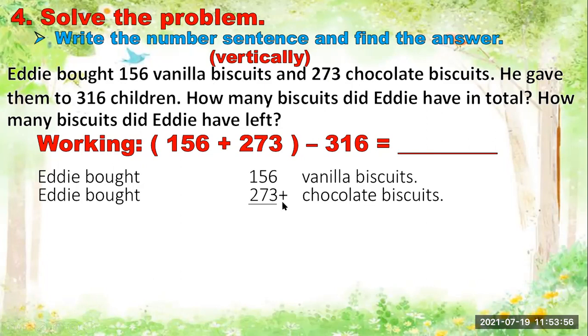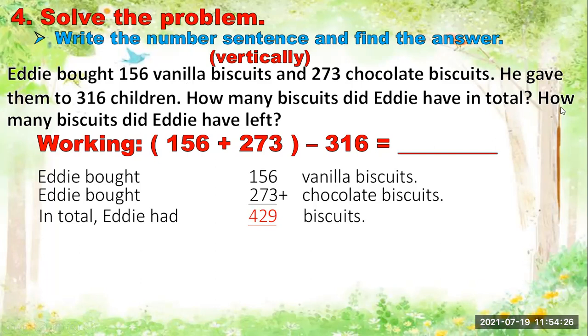So the symbol here is plus. So we will just add here. In total, the word total again indicates the plus sign, as you can see here. How many biscuits did Eddie have in total? 429 biscuits. So this is the answer to the first question. In total, Eddie had 429 biscuits. Clearly? Can you see it? Do you understand? Now we will try to find out the second question.